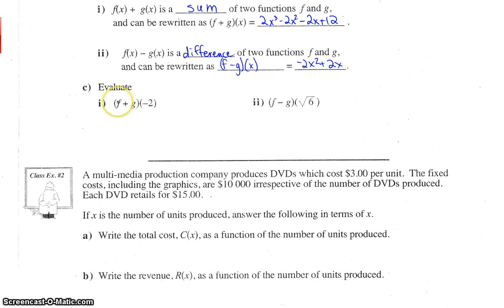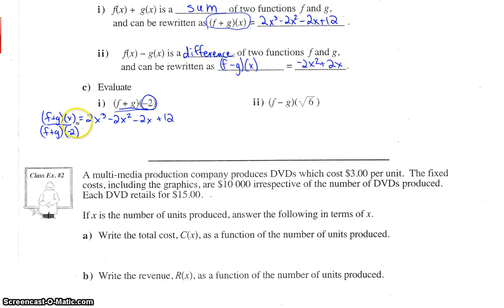Okay, they want us to evaluate, which means find the value of f plus g at -2. Now, recognize that notation here? That's the same as this, isn't it? And if we know that in general, f plus g of x for this particular example is 2x cubed minus 2x squared minus 2x plus 12. Well, the only thing different between this form and this form is this -2. Really, they're saying that instead of f plus g of x, it's f plus g at -2.